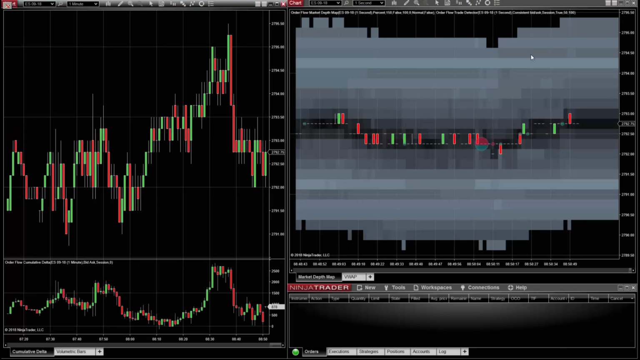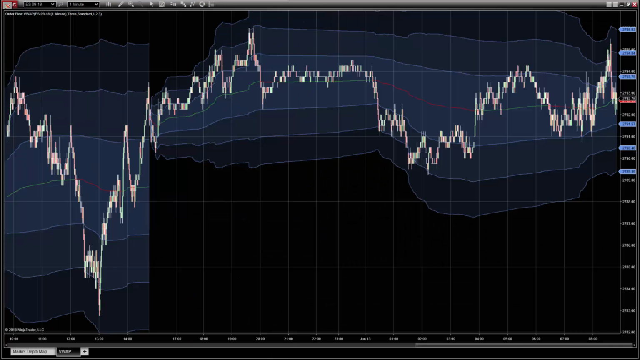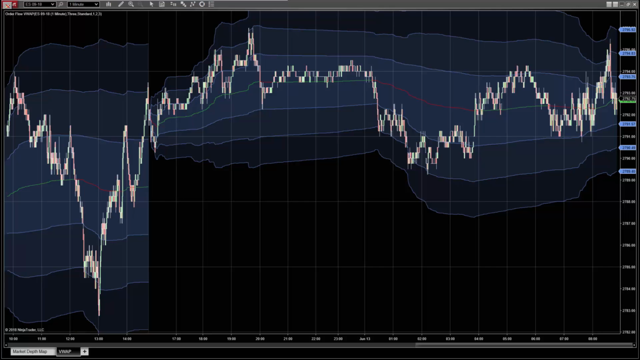So we'll go ahead and move to the volume weighted average price, or VWAP. And VWAP stands for volume weighted average price, and the VWAP is the total of the dollars traded for every transaction, price multiplied by number of contracts traded, and then divided by the total number of contracts traded for the day. This indicator includes standard deviation bands.